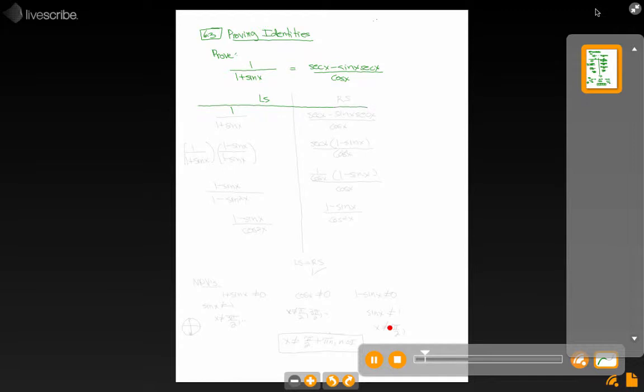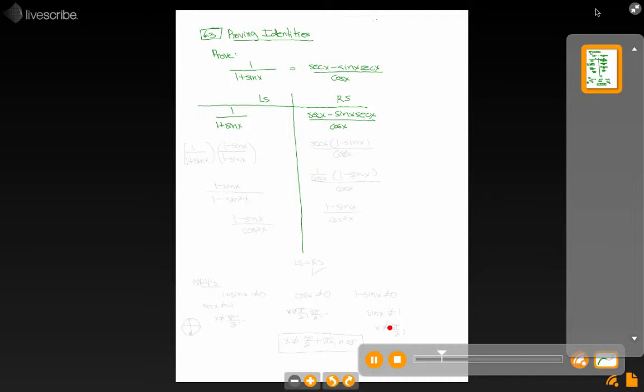Set up our left side, right side table, and keep our left side away from our right side. So let's put the left side of this equation here, and secant x minus sine x secant x over cos x on the right. Notice I haven't changed anything in the first step, and that's a good tip for you: don't start simplifying things in your head before you start writing things down.